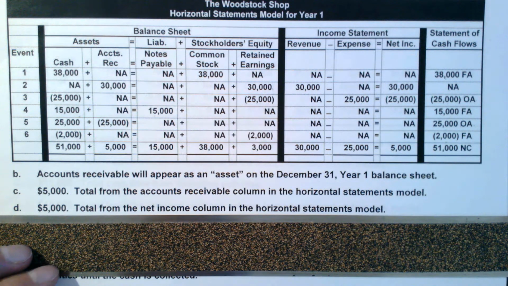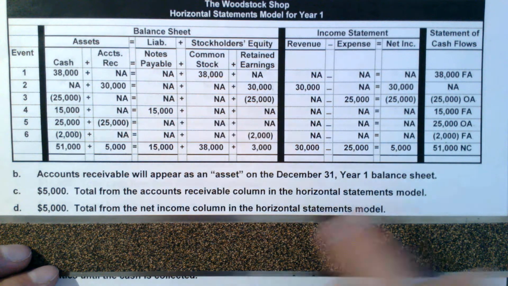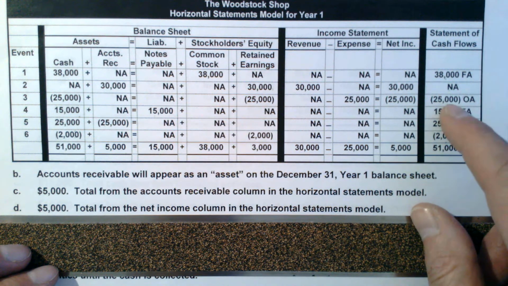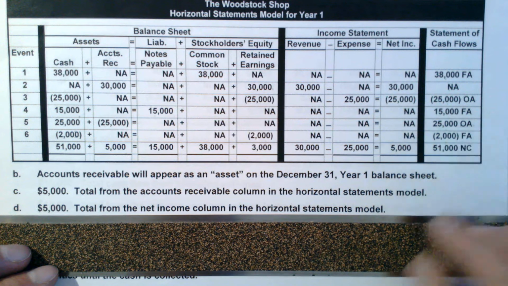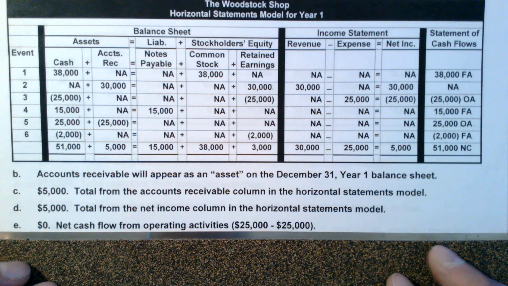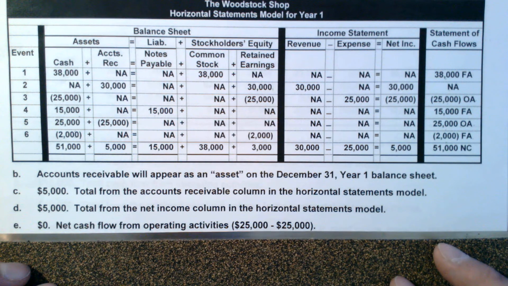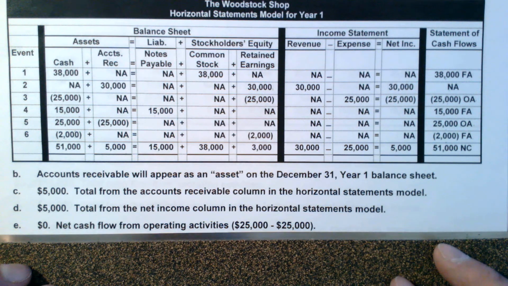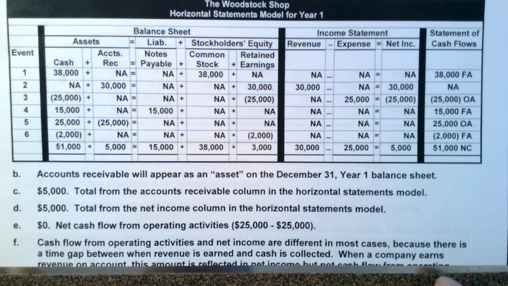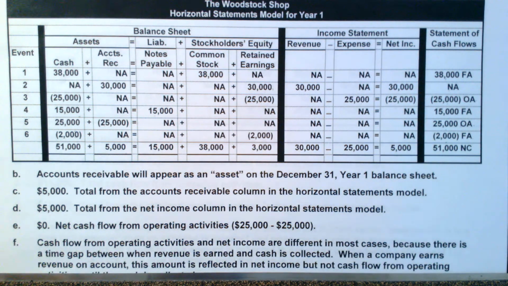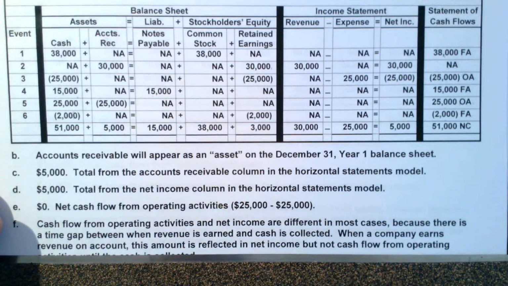Next, they ask the amount of cash flow from operating activities. That's going to be $25,000 negative plus $25,000 positive, so it would be 0. And then why is the amount determined in D different? Because the timing of activities under accrual might be different than the timing of cash.